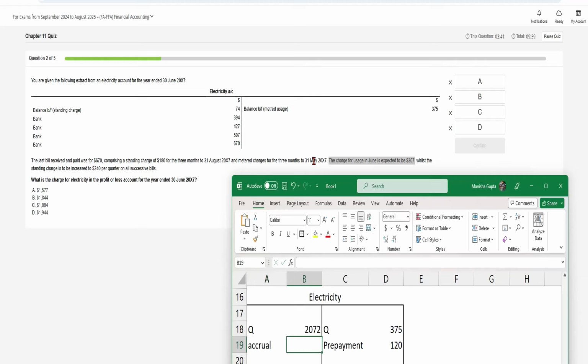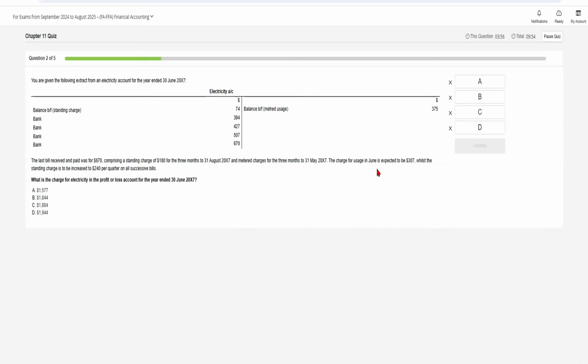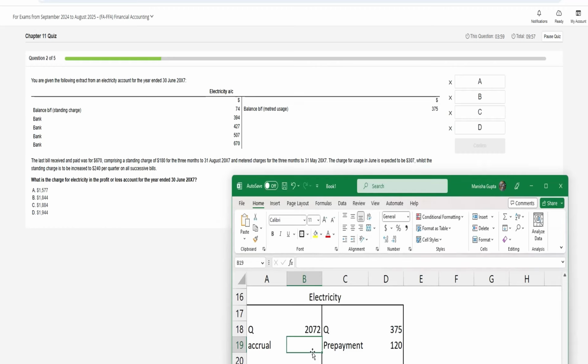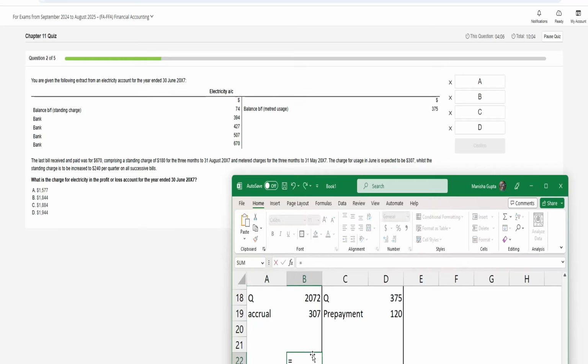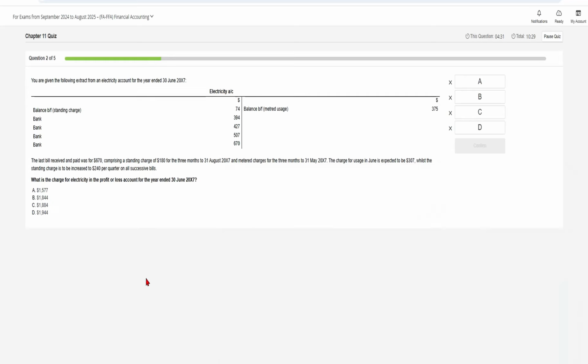Now from where can we get this figure? For the standing charge they said 180 is the figure, but for the meter charge they didn't say how much amount is for the meter charge. So now they have said the charge for the usage in June, this one is for the meter charge, and that is 307. So here we will write down 307. Now add all this. What is the difference? That will be shown in the P&L. The difference is this minus this, 1884, and this amount will be shown in the P&L. Okay, so I will write down C.